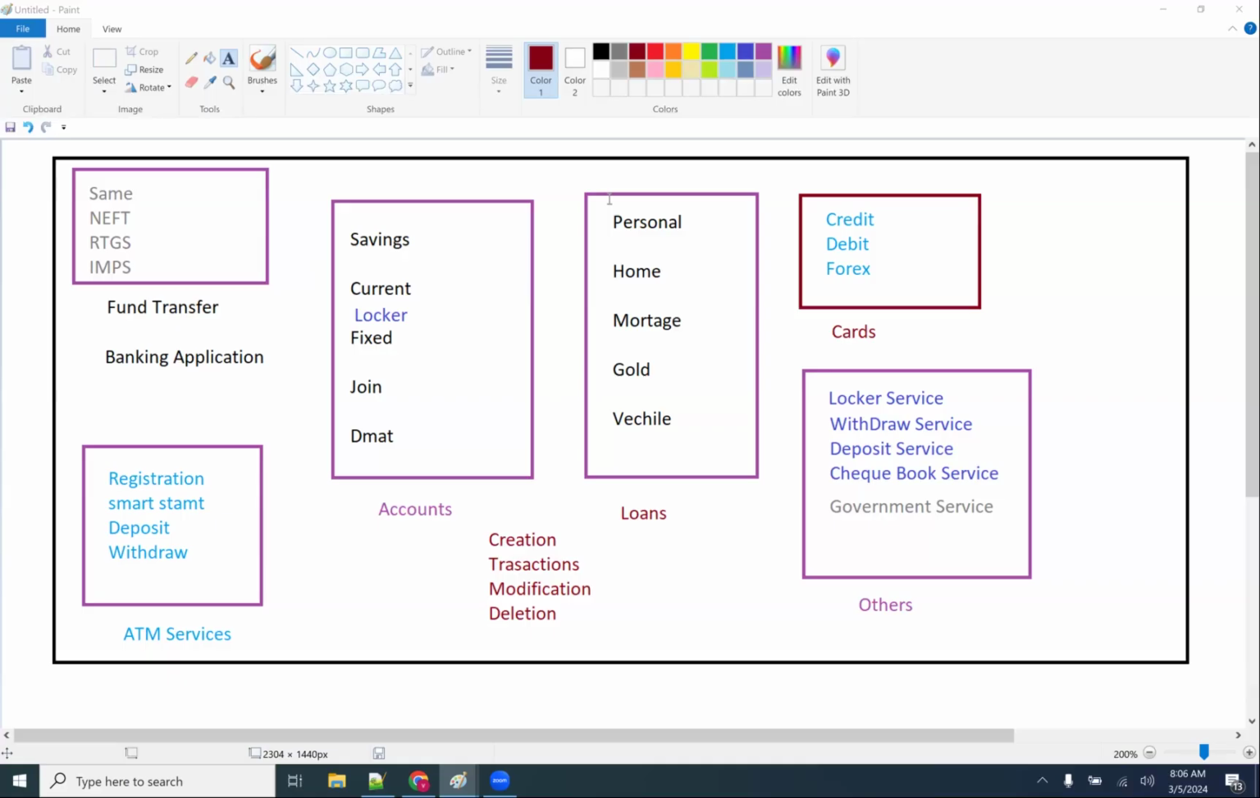What is the difference between domain and subdomain? Domain is the first category: accounts domain, loans domain, cards domain, every capability is a domain. Subdomain is a subcategory. Within accounts, savings account and current account are subdomains. That's it. Dividing the application into top categories, and under each top category, subcategories.